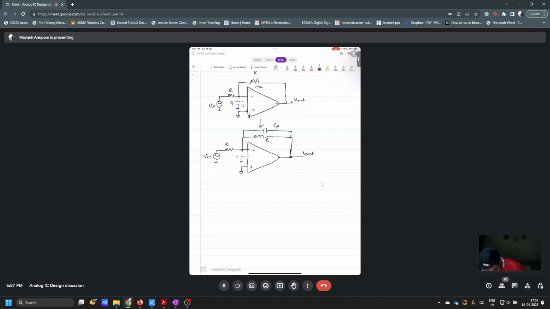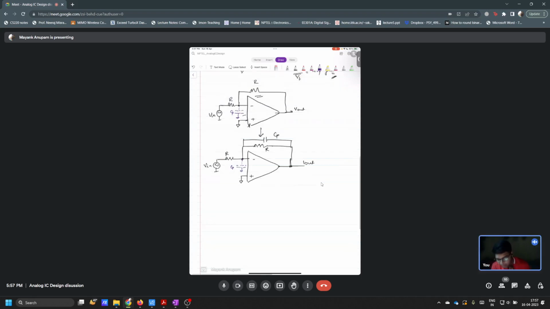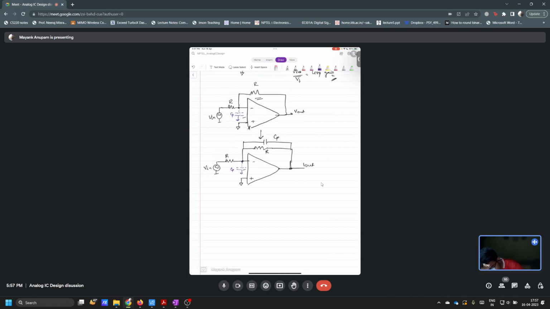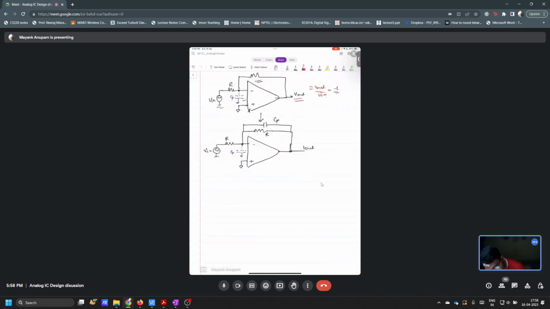Sir, at high frequencies, voltage gain is zero, sir. Yes, exactly. Very good. So what happens in the closed loop? You see that earlier the gain between V out and V in was what? -1, right? But here in this case, V out by V in now has another pole because of this CP and R, right? You can clearly see that at very high frequency, this CP will be shorted, and since this is grounded, this will also be grounded. So effectively, V out by V in gain will be zero at very high frequencies.